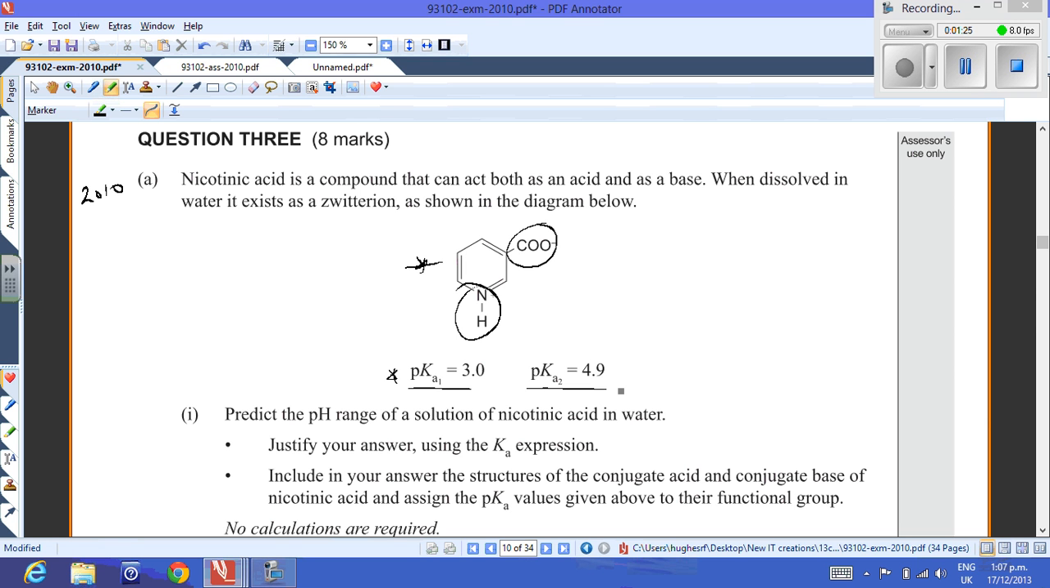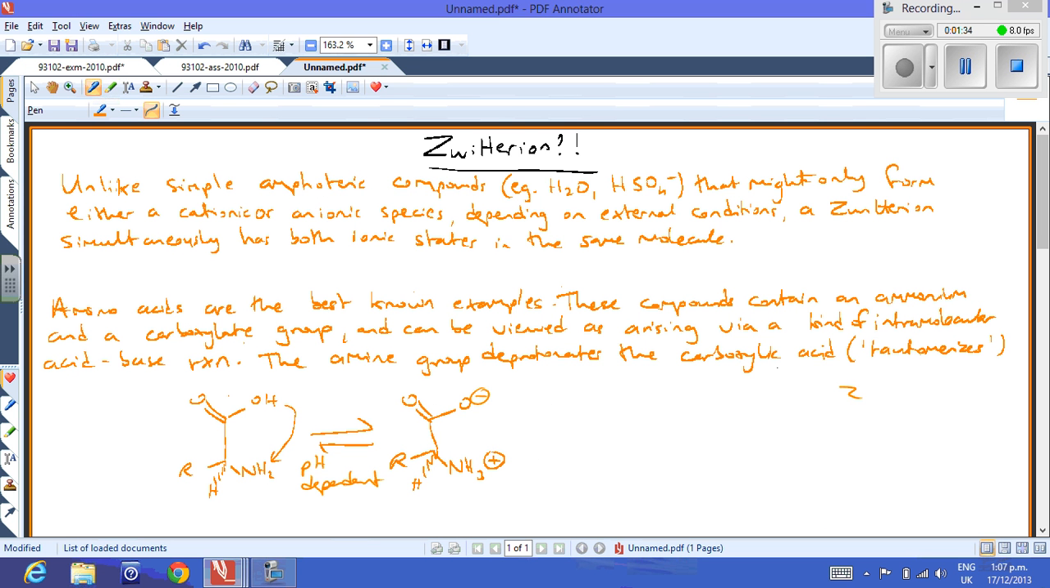So what I did was, as I said, a little bit of research, and this is what I've copied down now, courtesy of Wikipedia. So all this information is from Wikipedia. Unlike simple amphoteric compounds, for example water or hydrogen sulfate, that might only form either a cationic or anionic species depending on external conditions, a Zwitterion simultaneously has both ionic states in the same molecule, so it can have a positive charge and a negative charge essentially in the same molecule.